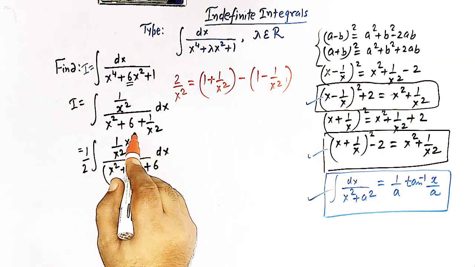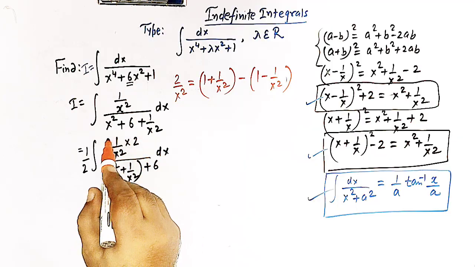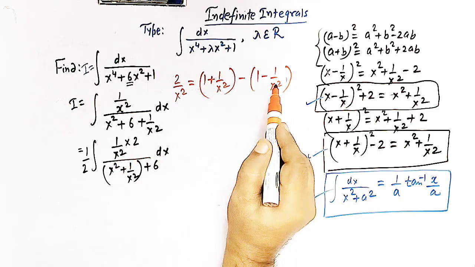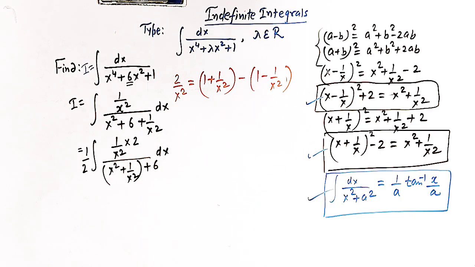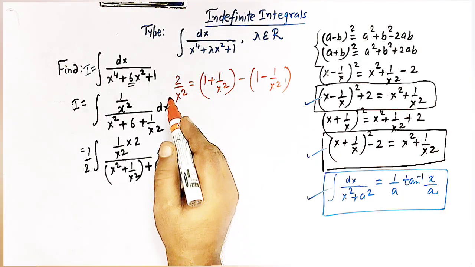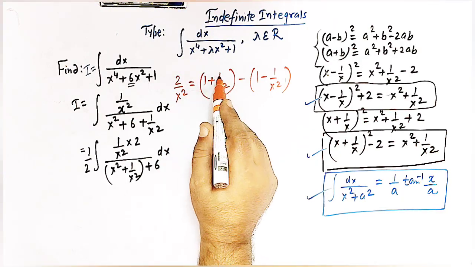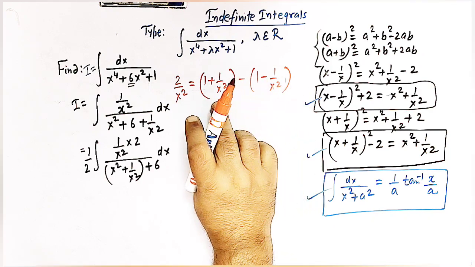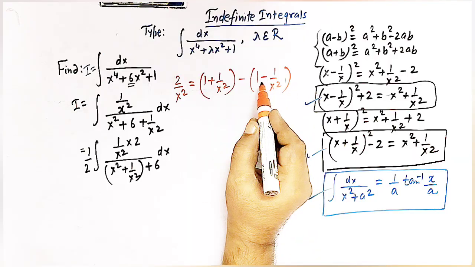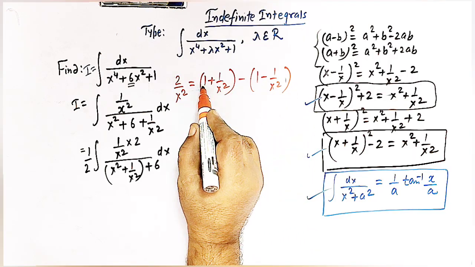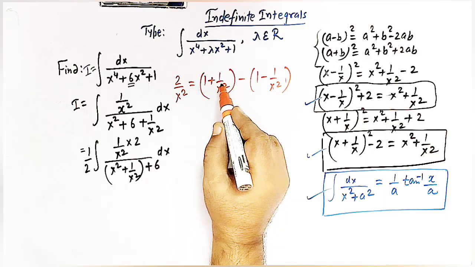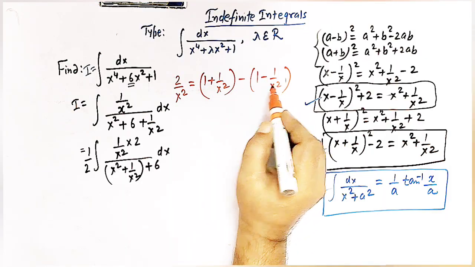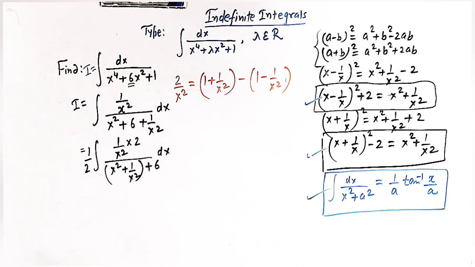So now we are going to express this quantity 2 over x square as a difference of these two terms. So 2 over x square can be written as 1 plus 1 over x square minus 1 minus 1 over x square, because when we simplify this expression, the 1 and the minus 1 cancel, and 1 over x square plus 1 over x square will give us 2 over x square, right?